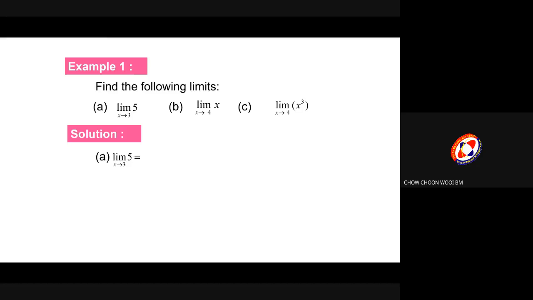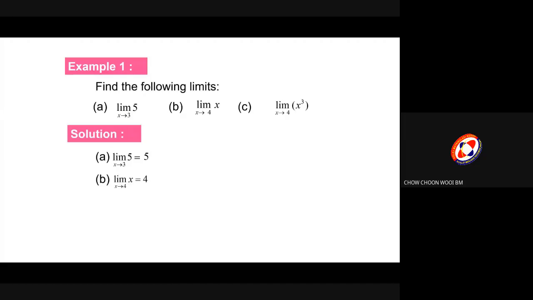Okay, baik. Kita tengok the first example. Very quick one. The first one, A. Can you please tell me your answer? Boleh tak A ni? Limit of 5 as x approaches 3. Betul, bagus. Dia tak ada x. Jadi, constant kan? Okay, semua boleh tak? How about the second one, B? 4. Very good. Okay, B 4.